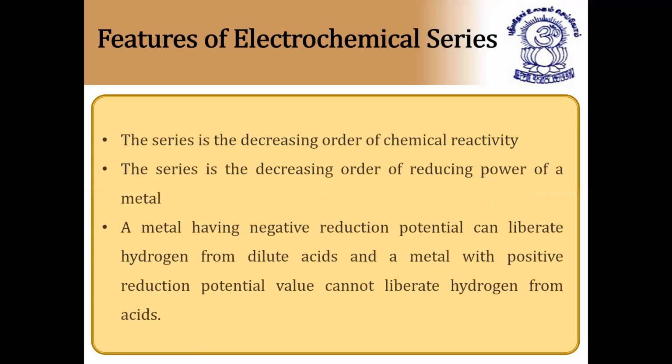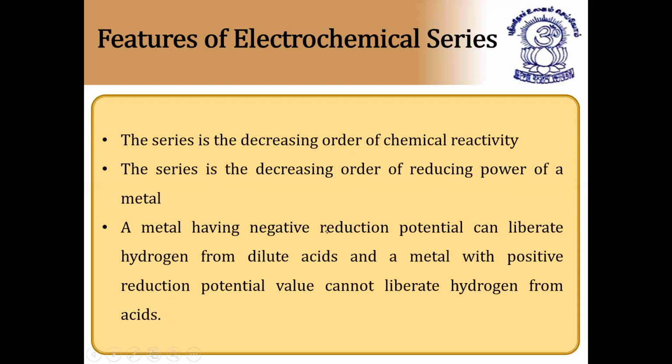So the features of the electrochemical series. The series is the decreasing order of chemical reactivity. The series is the decreasing order of reducing power of a metal. And a metal having negative reduction potential, as I told you, this point is important. A metal having negative reduction potential, like in the case of zinc, zinc ions change to zinc, it is minus 0.76 volts.